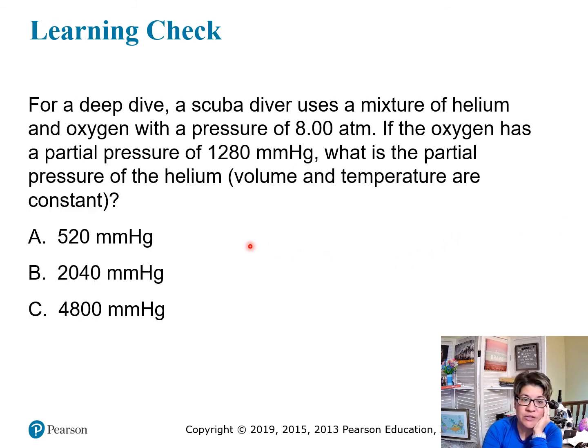Okay, let's see if you can do this one on your own. So you've got another scuba diver. He's got helium. That's probably for floating to keep it light, and then oxygen. And the pressure is 8, so that's the total atmospheres. And if the oxygen has a partial pressure of 1280, what's the partial pressure of the helium? Make sure that you're converting to the same units. You need to end up in millimeters of mercury. So try that one out.